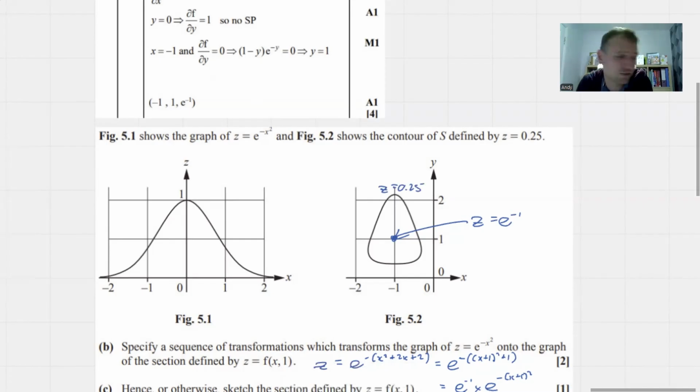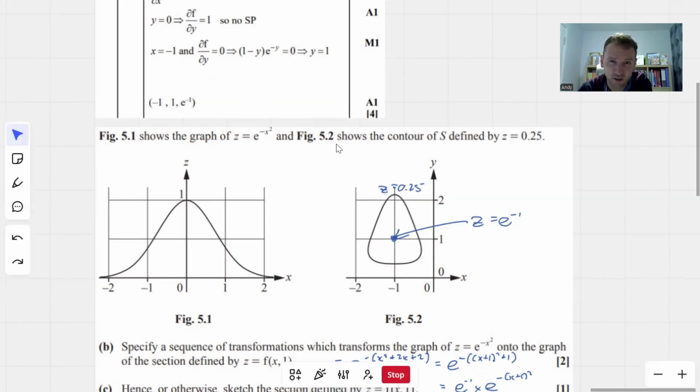Now, important question: which is bigger, e to the negative 1 or 0.25? It's fine to use your calculator to check that. e to the negative 1 is bigger. Because this is a closed contour, we're going down in all directions from our stationary point to our contour, and therefore we have a local maximum there. I would make sure you say the contour is closed, and z equals e to the negative 1 is inside and above the contour. Therefore, we are going down in all directions, and therefore it's a local maximum.